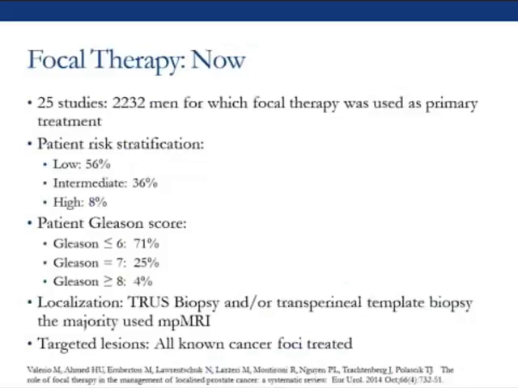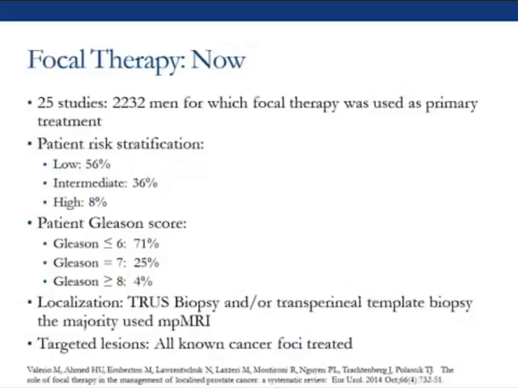One is more of a review from Dr. Ahmed, and what he looked at was all the studies that have looked at focal therapy, and he found 25 in total, and they identified about 2,000 men who were treated primarily for focal therapy, so this isn't salvage therapy or anything like that. Of patients treated primarily, the majority were low risk. 56% of those patients were low risk. 36% were intermediate, and 8% were high. And the majority of patients had Gleason Score 6.